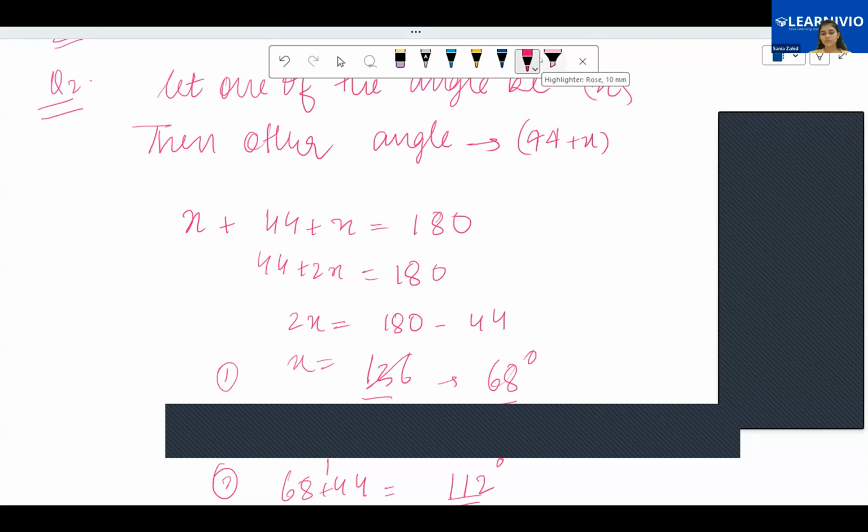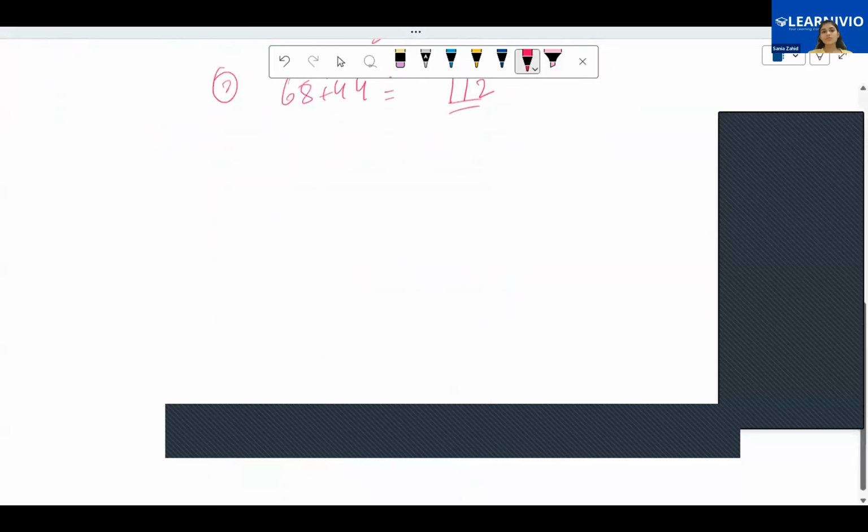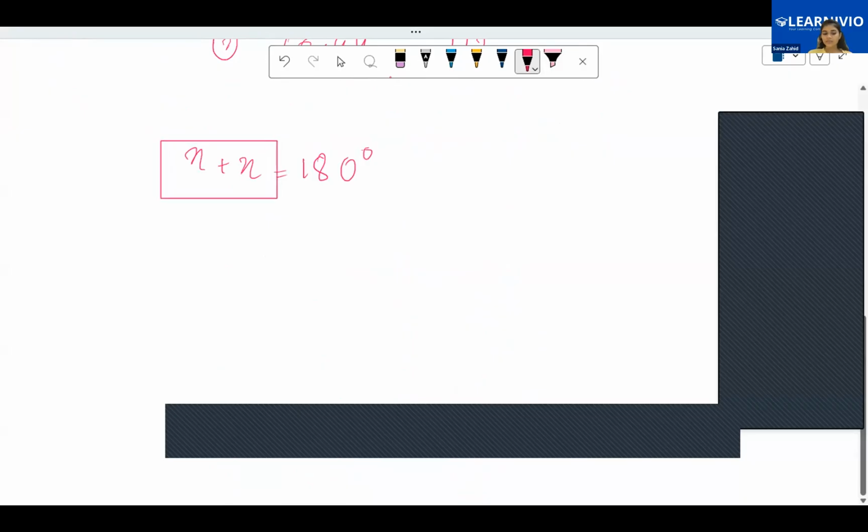Ma'am, so both of the measures of the angles are not given. So we cannot write x plus x is equal to 180. No. How come x plus x? It's not given. Okay, see. If you write x plus x is equal to 180, this means that both the angles are equal. Is it given that both the angles are equal? No. Then it was given that one of the angles is 44 degrees more than the other angle. So if one of the angles is x, then the other angle is 44 more than x. So x plus 44.